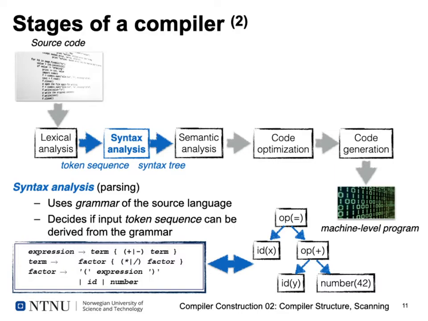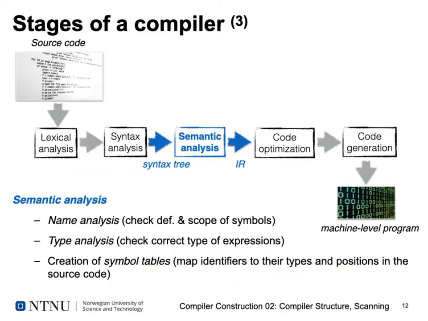So let's go to the next stage of our compiler, which is the semantic analysis. The semantic analysis takes our syntax tree as an input and finally outputs our intermediate representation. The semantic analysis first does a name analysis. So it checks the definition and scopes of symbols. For example, if we use a variable x, has this variable been declared before? Are there any conflicts between names of variables and functions? Are there any conflicts, for example, between names of variables and reserved keywords?